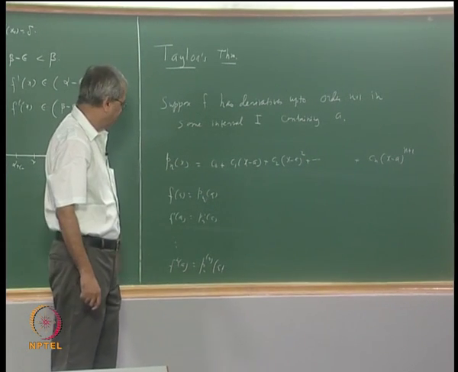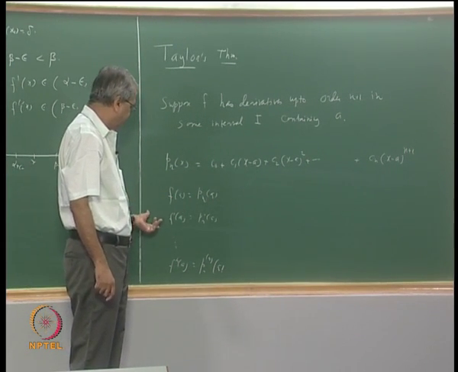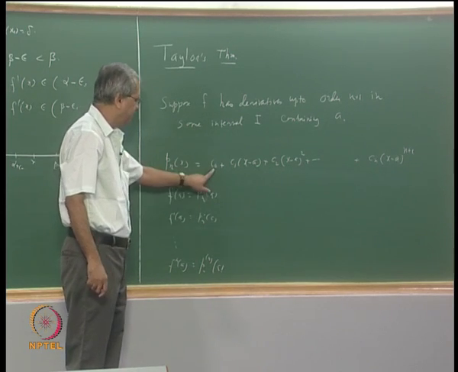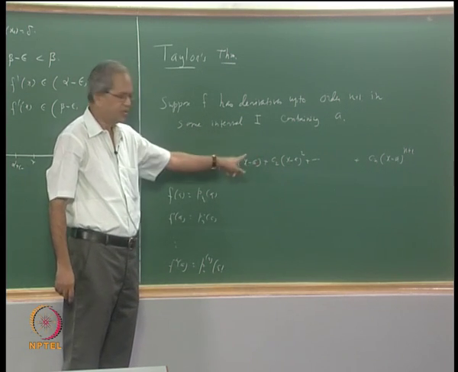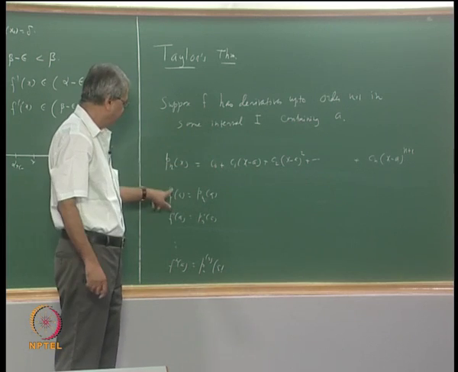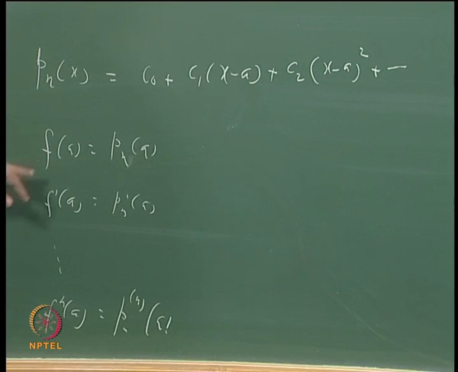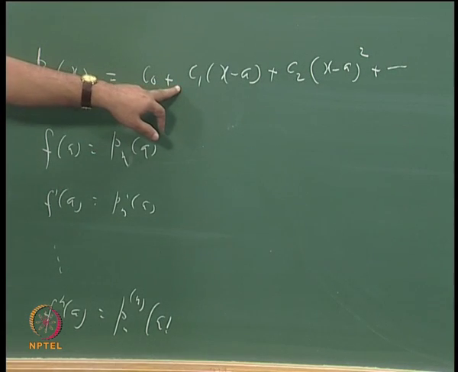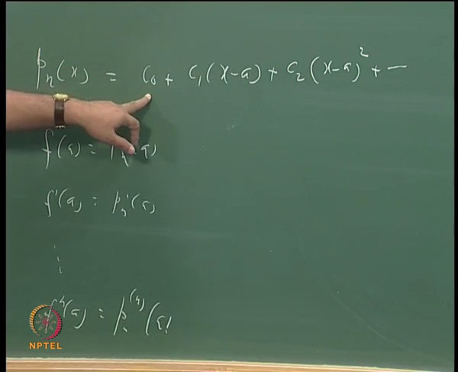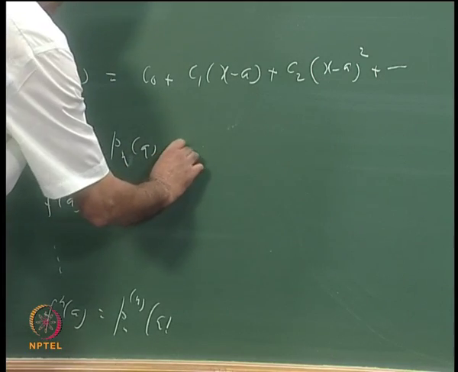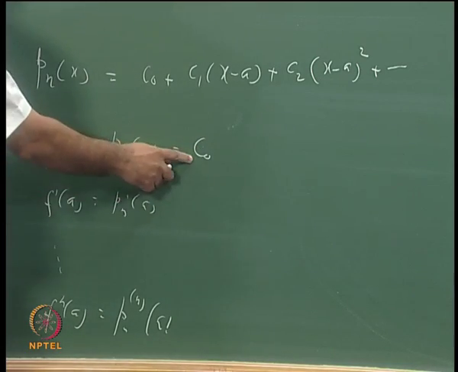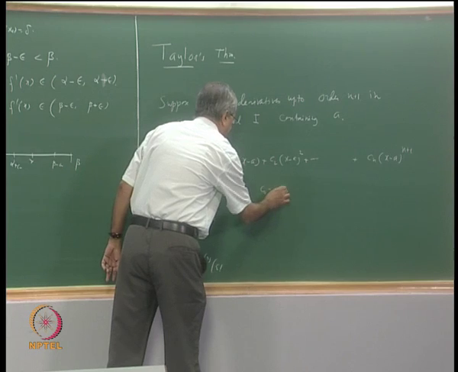Now what we are saying is that these conditions immediately fix these coefficients C0, C1, up to Cn. There are n plus 1 coefficients, there are n plus 1 conditions here. So how does that fix it? Let us look at this. What is Pn of A? Pn of A is C0. So that immediately says C0 must be the same as f of A.